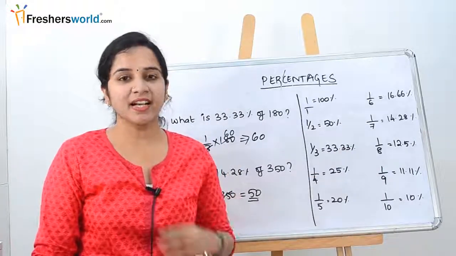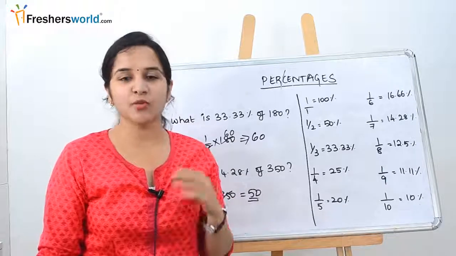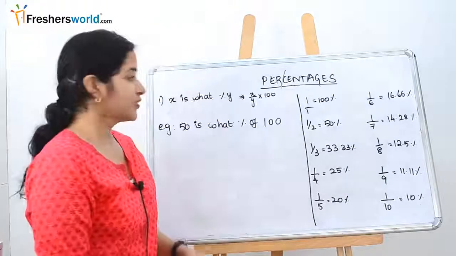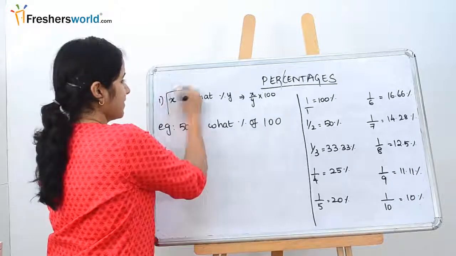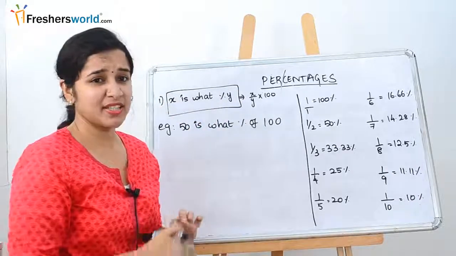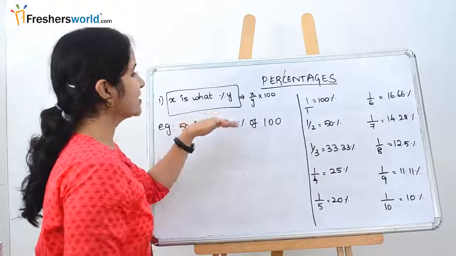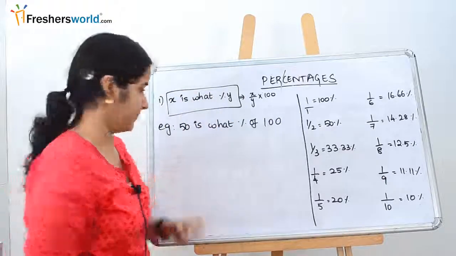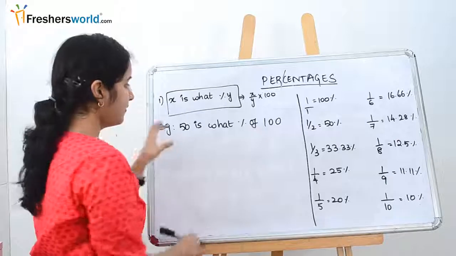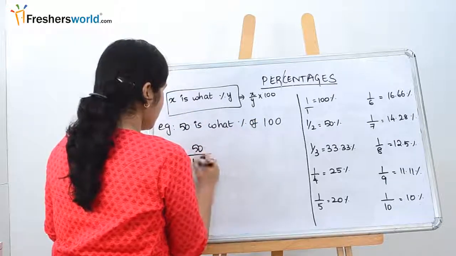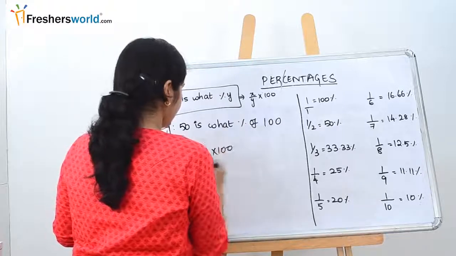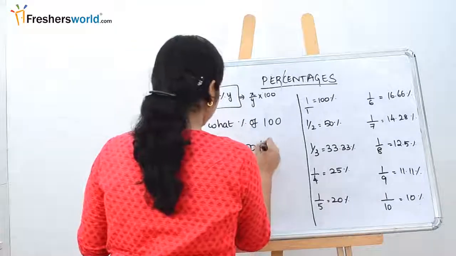So let's understand the other 3 basic problems that you might face in a percentages problem. The first concept is: X is what percent of Y. This is a very basic problem you will see in any aptitude exam. It's nothing but X by Y into 100. Let's take a simple example. 50 is what percentage of 100? It's nothing but 50 by 100 into 100, which is 50%.